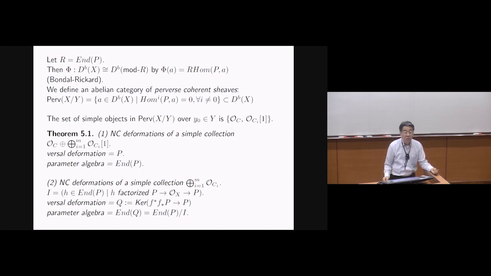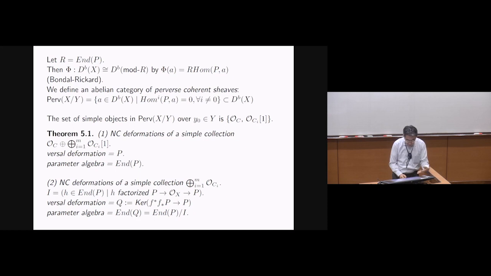Okay, the theorem says that the non-commutative deformations of a simple collection, so of all simple objects. As I said, there are only finitely many simple objects. But if I take the sum of all simple objects, then the base deformation recovers the tilting locally free sheaf, and the parameter algebra is just the endomorphism ring. So this is the base ring. In this way, you can recover the tilting object in the base ring.